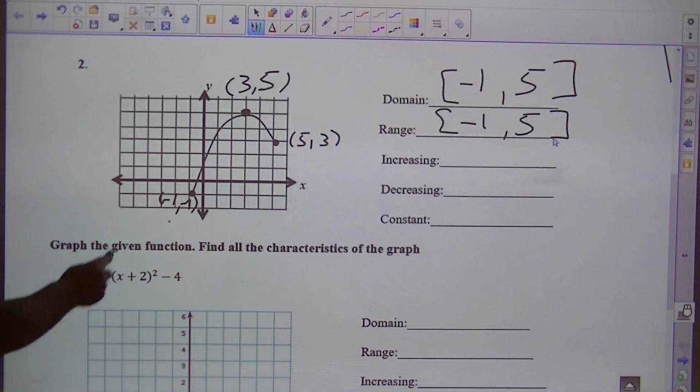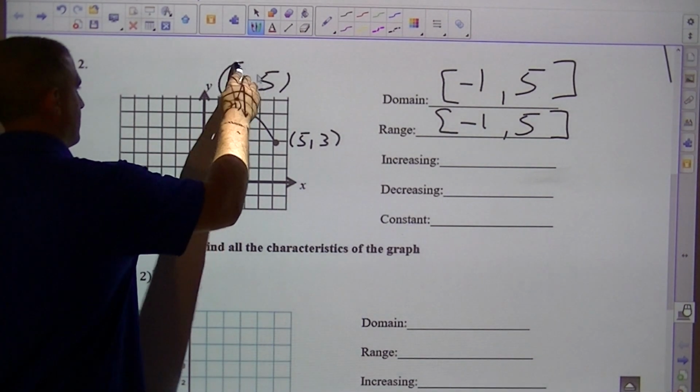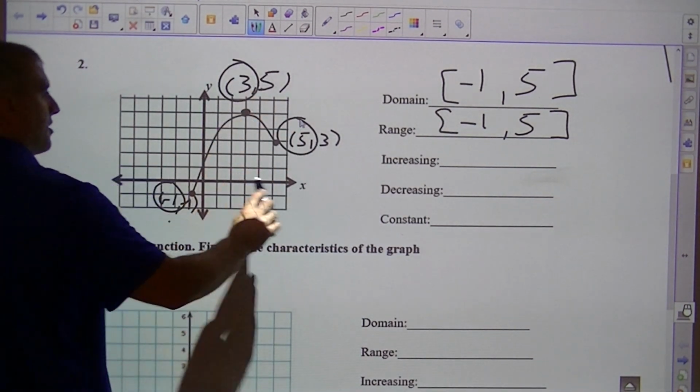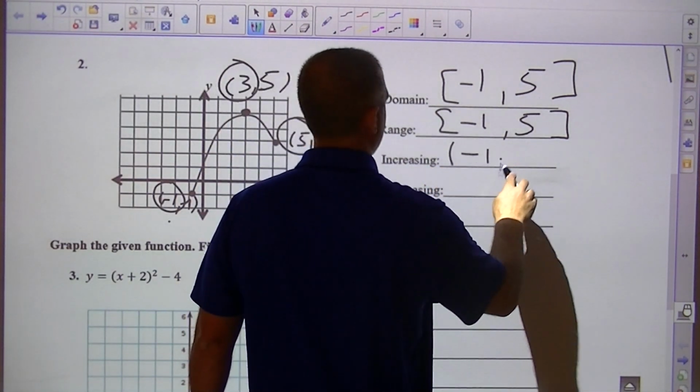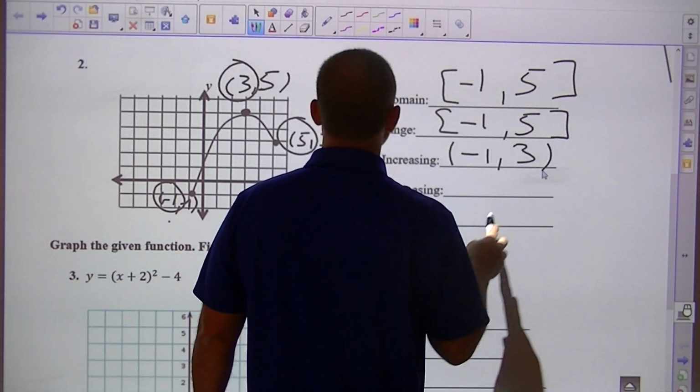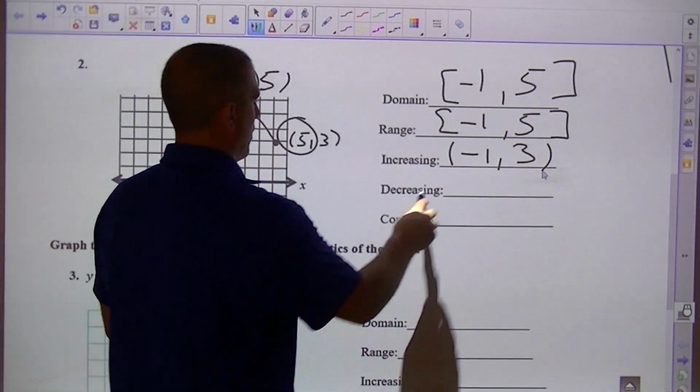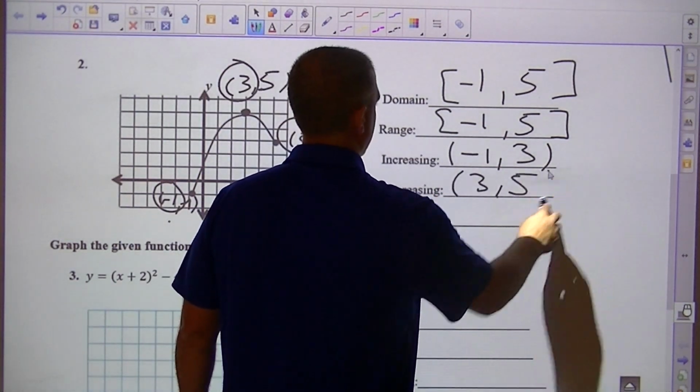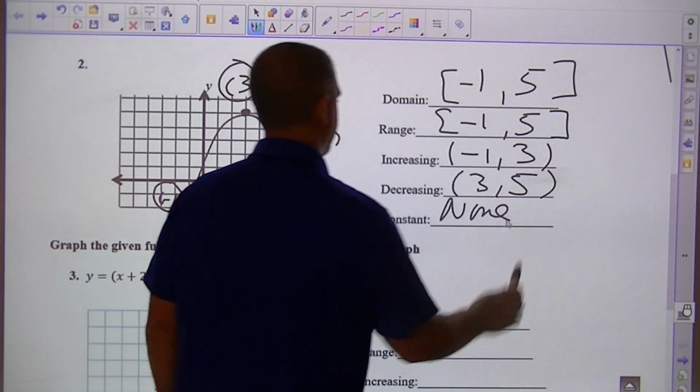Now, increasing, decreasing. I just care about these. -1 to 3 is increasing, and then this falls, so 3 to 5, and this would be none.